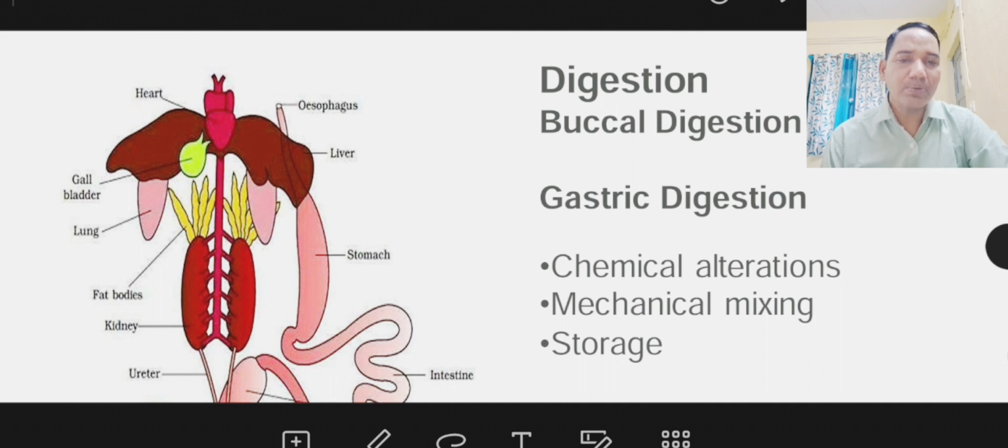Now, gastric digestion. The food reaches the stomach as a result of esophagus relaxation and contraction. The stomach involves chemical alteration, mechanical mixing, and storage. When the food arrives at the stomach, the so-called peristaltic movement allows food to be pushed down, disintegrated into small fragments and mixed thoroughly with the help of gastric juice secreted by the gastric glands found in the internal lining of the stomach. The glands produce their secretion when they are activated by the hormone gastrin produced by the stomach wall.